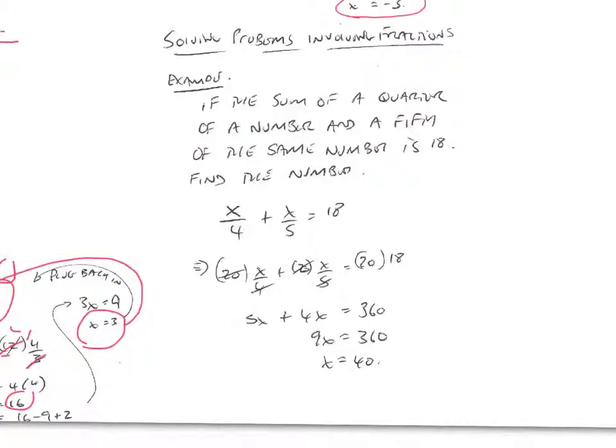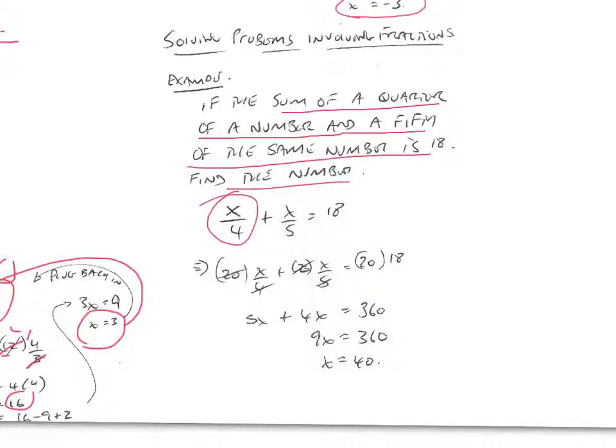So when do we solve problems involving fractions? Well, if the sum of a quarter of a number and a fifth of the same number is 18, find the number. So the sum of two things added together: a quarter of a number, that number over 4, plus a fifth, that number over 5, is equal to 18.